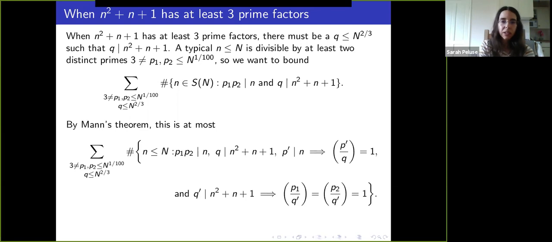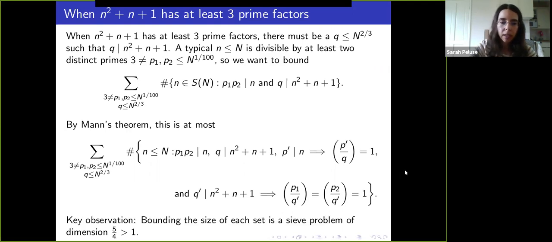So we apply Mann's theorem, and that just takes this condition that n is the order of a perfect difference set and translates it into these quadratic residue conditions. So if p prime is a prime dividing n, then p prime has to be a quadratic residue mod q, since q divides n squared plus n plus 1. And similarly, if q prime is a prime dividing n squared plus n plus 1, then p1 and p2 have to be quadratic residues modulo that prime.